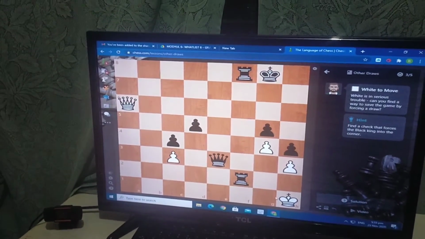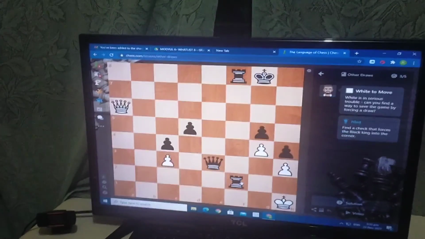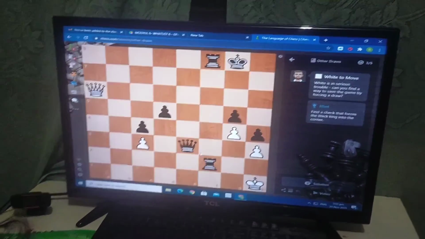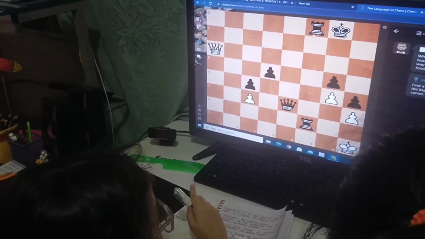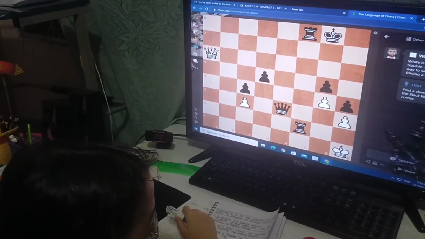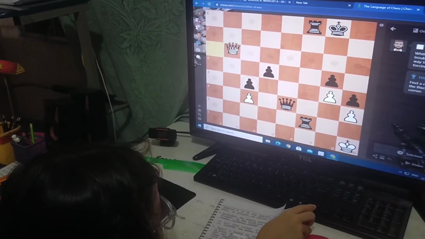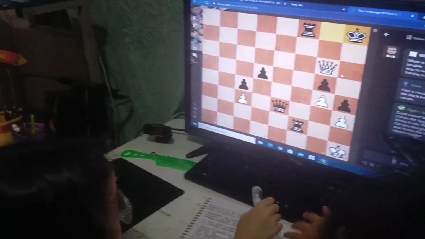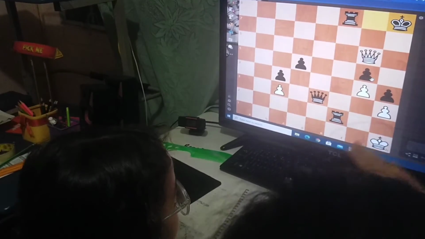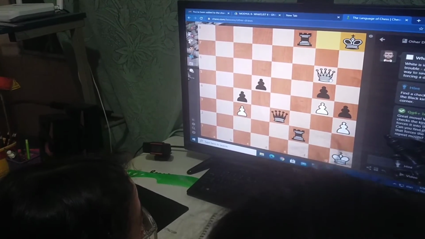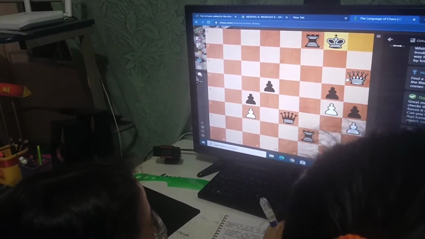So, hint. Find a check to force black to draw. O, hanap ka daw ng check. Paano mo daw ma-check yung king ng black. Saan mo siya ma-check? Endlessly check. Kailangan mo siya i-check ulit. Oo, yan. Dyan lang. Tapos, check ulit.